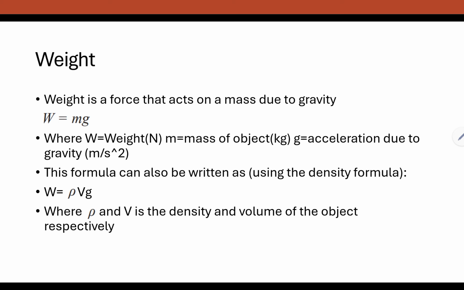Now we'll go into weight. Weight is a force that acts on a mass due to gravity. W equals mg, where W equals weight, m equals mass, and g equals acceleration due to gravity. This formula can also be written, using the density formula, as W equals ρvg, where ρ and v are the density and volume of the object respectively.